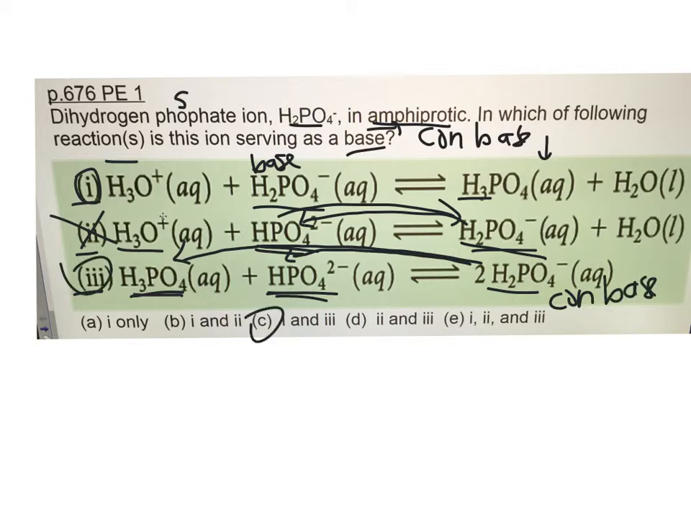So here it's got to be letter C, where in this case H2PO4 is acting as a base in number one, but in the forward reaction. But it's also acting as a base in three as a conjugate base, or a base in the reverse reaction, depends how you look at it. So yes, choice C.